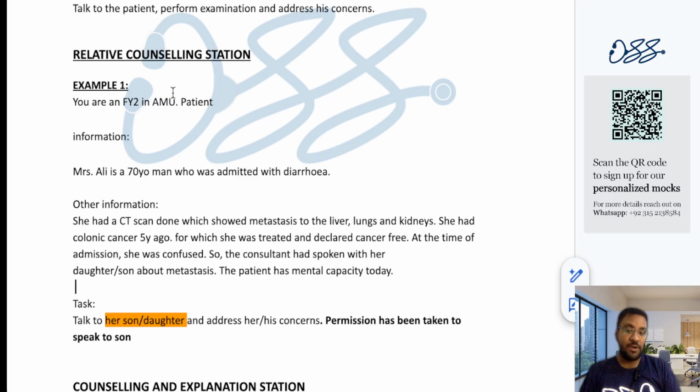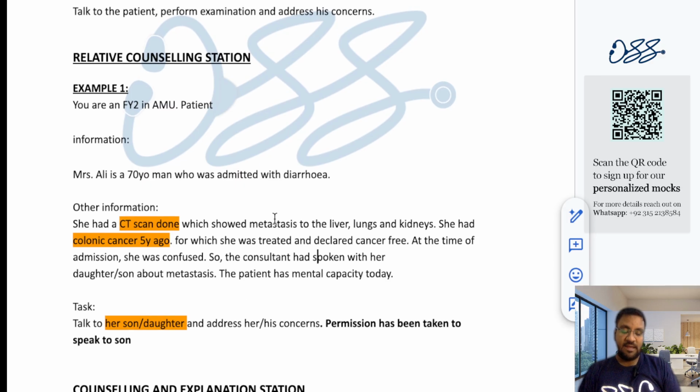Other than that, how would you identify that this is a counseling session? Investigations are already mentioned. The diagnosis is already given. So you see, the investigation is there, the diagnosis is there, and the relation is mentioned. So even though a symptom, that is the diarrhea, is present in the task, that doesn't really matter.